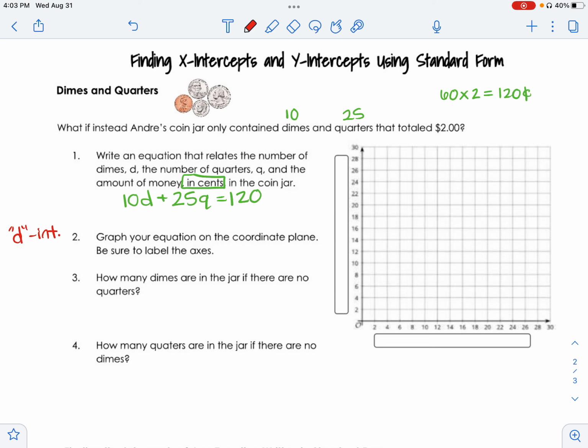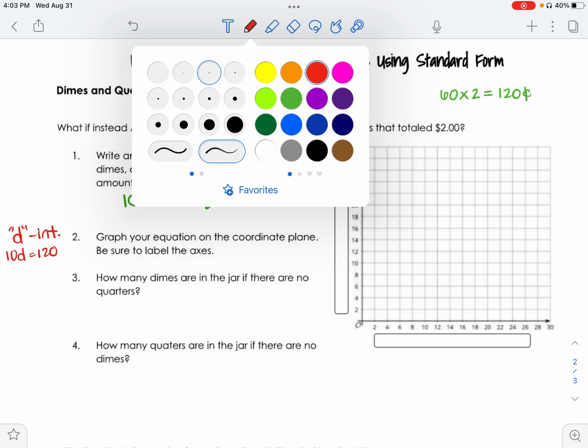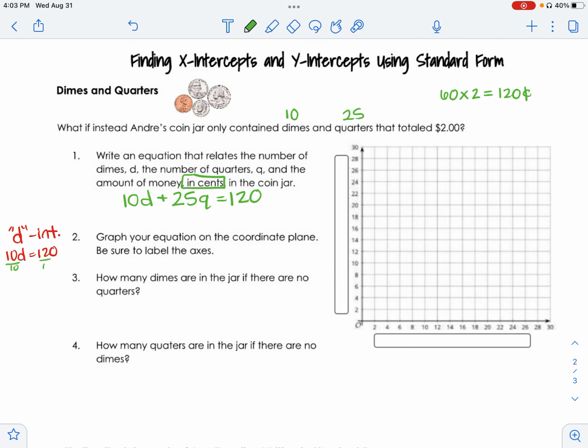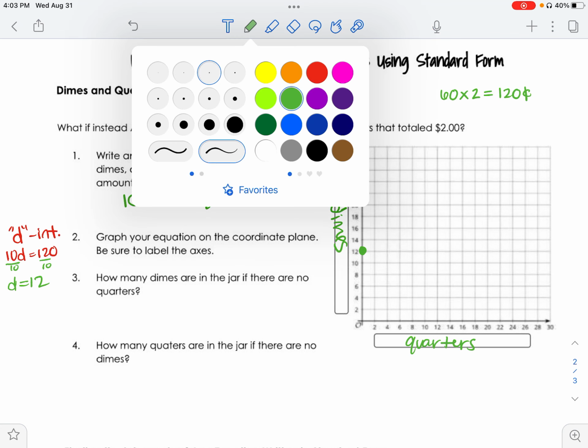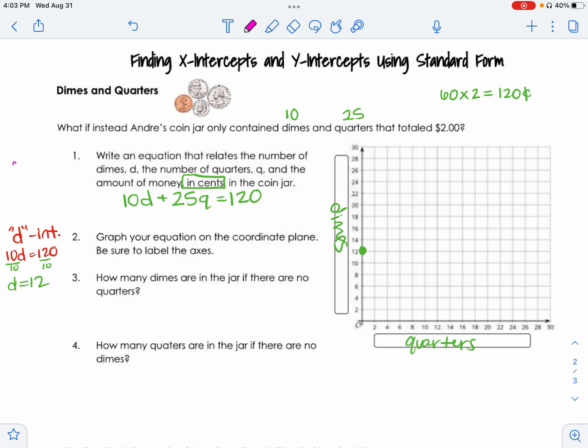d-intercept? Well, the d-intercept is when q is 0, so I would get 10d equals 120. Divide both sides by 10, and I get d equals 12. All right, now we can decide that this is dimes, and this side is quarters. So the d-intercept is 12. And then I can do the same thing for the n-intercept.